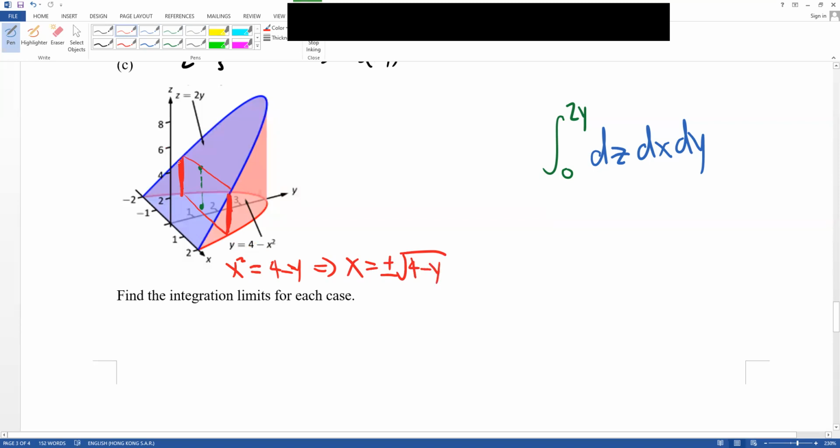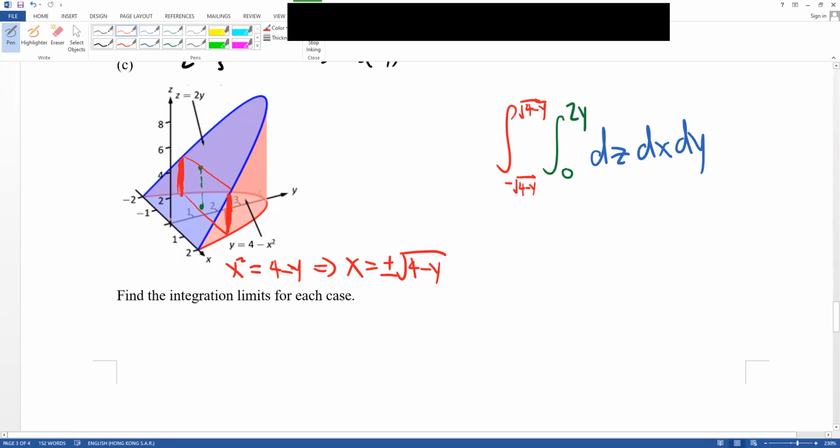So then the one far away, right? So this one is the minus, the negative one. And this one closer to us is the positive one. So that's why my lower limit is minus square root of 4 minus y. Upper limit is plus square root of 4 minus y.